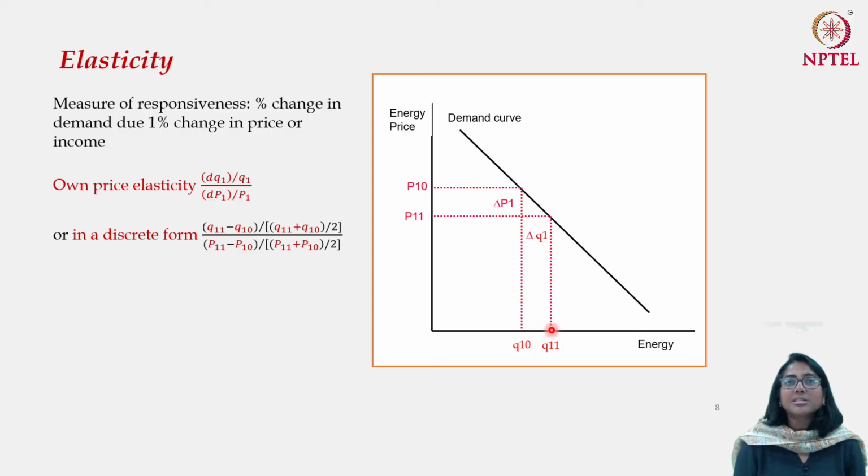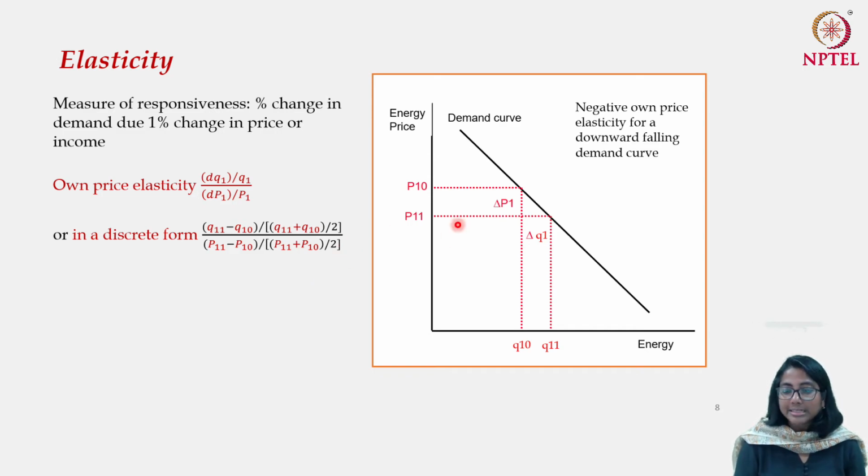Now the question is, what is the elasticity of demand if you think about this particular demand curve? So what we do here is, this is basically delta Q. You put the value of delta Q1 here, you put the value of delta P1 here, and then you take the average of the initial and terminal quantity, and here you take the average of the initial and terminal price. So this should be able to tell you the own price elasticity of energy demand for a particular consumer. It can be the producer or it can be the consumer.